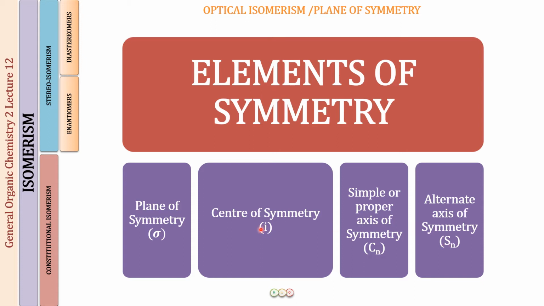First of all, let us have a brief idea about them. If a plane of symmetry is present in a molecule, that molecule is going to be achiral. It is not going to be chiral. It will not have enantiomers. It will not have optical isomers. We are going to discuss what it is shortly. If a center of symmetry is present in a molecule, the molecule is going to be achiral. If a molecule has an alternate axis of symmetry, then also the molecule is going to be achiral.